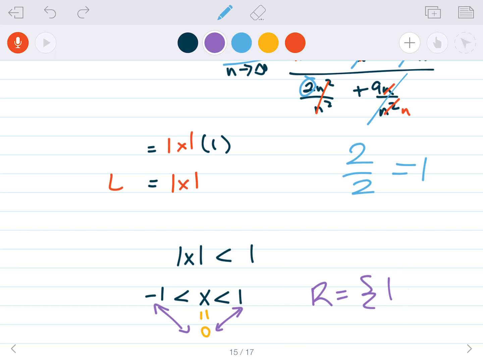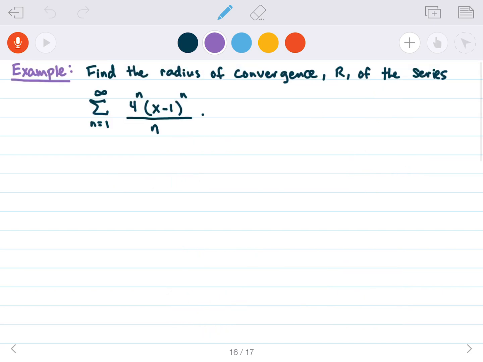And maybe I shouldn't have even put that in a set. That's kind of weird that I did that. How about just like that? All right, our radius is going to be 1. Okay, so let's see.